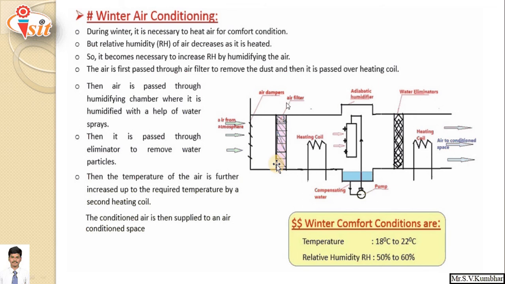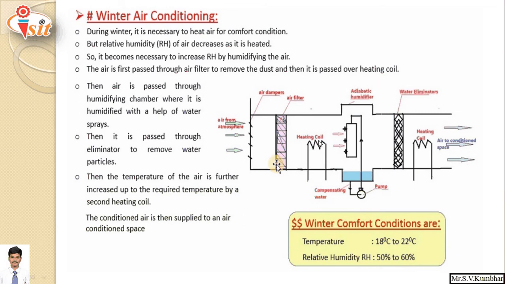Now as I told you, air from the atmosphere is taken through air dampers. After passing through the air damper, this air is filtered in the air filter. Here, the dust particles or any impurity present in the air is removed. After that, this air is heated with the help of the heating coil.